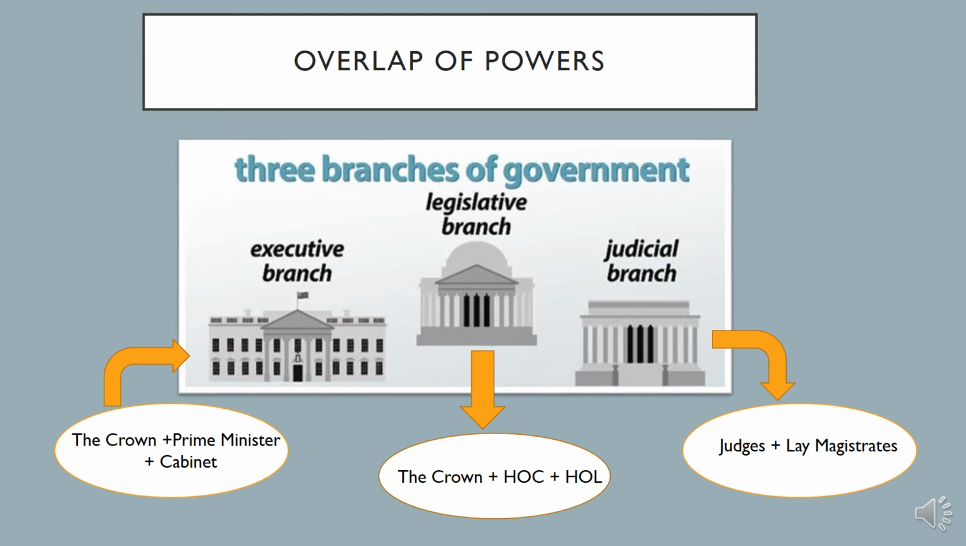Now, looking at this itself, we can see that there is an overlap of powers because the Crown is both in the executive and the legislative branch. Then the Prime Minister and the Cabinet, who are members of the House of Commons, are part of executive and the legislature. Also, the House of Lords is part of the legislature and the judiciary. So the constituency itself shows that there is an overlap of powers.